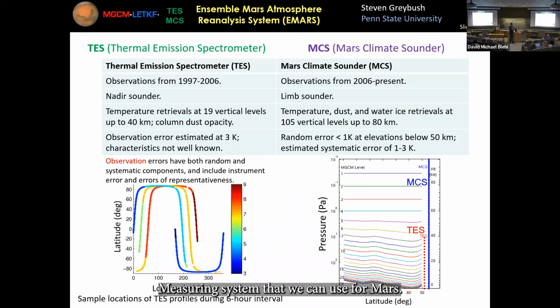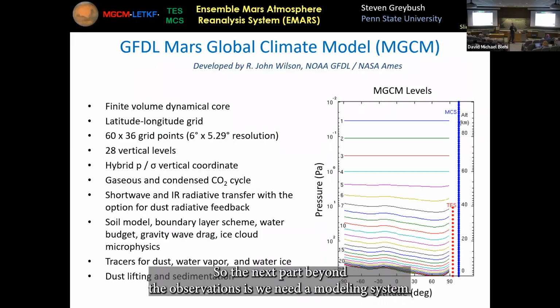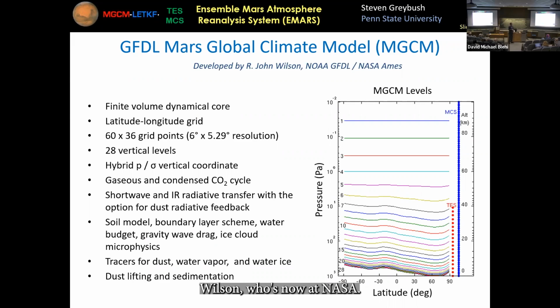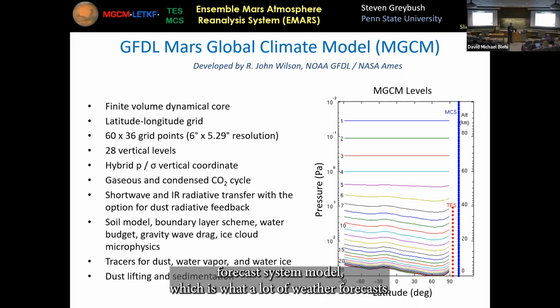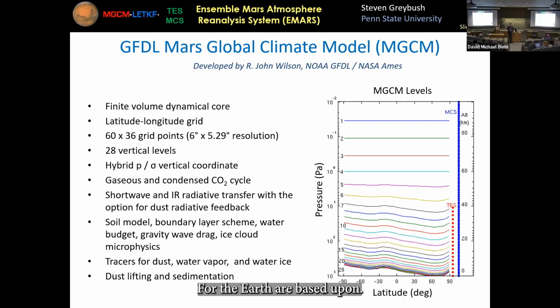So the next part beyond the observations is we need a modeling system. This is based on the GFDL Mars Global Climate Model developed by my colleague John Wilson, who's now at NASA. This model actually shares a lot in common with the latest Global Forecast System model, which is what a lot of weather forecasts for the Earth are based upon. So, kind of similar dynamics and laws of physics.